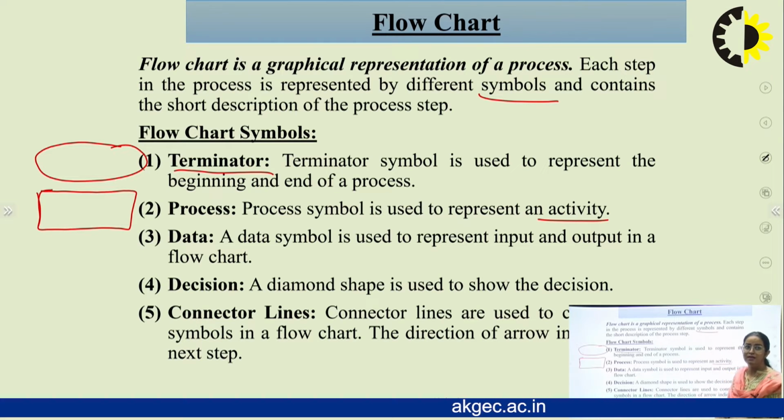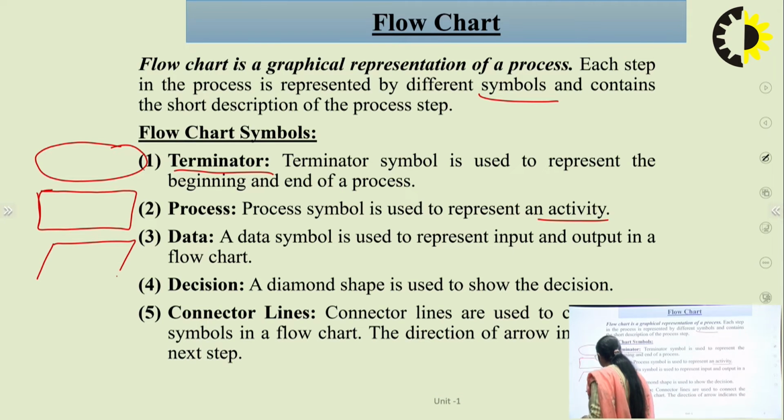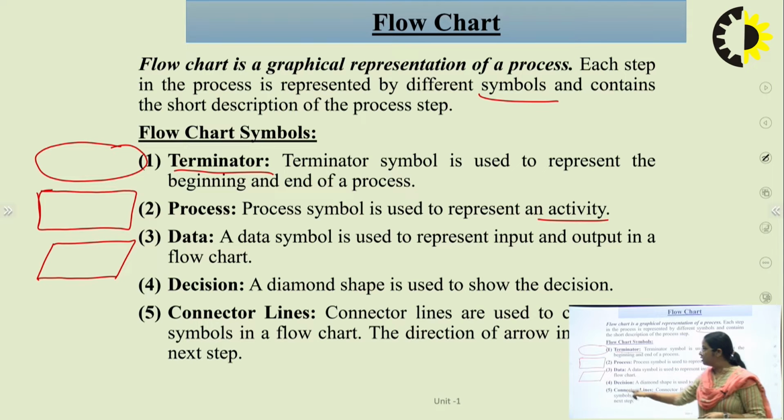The third one is the data symbol. The data symbol is used to represent input and output in any flowchart. For any problem, we must give the input, and after computation or processing, we get the output. For showing the input and output, we use the parallelogram symbol, tilted a little bit from both sides.